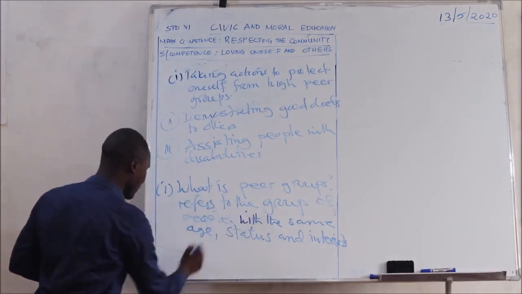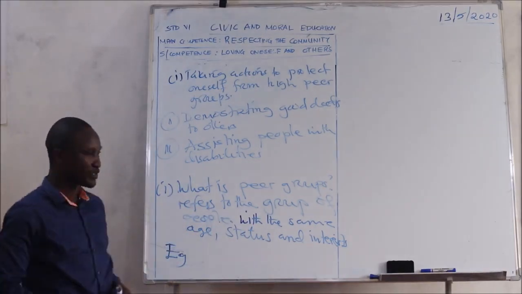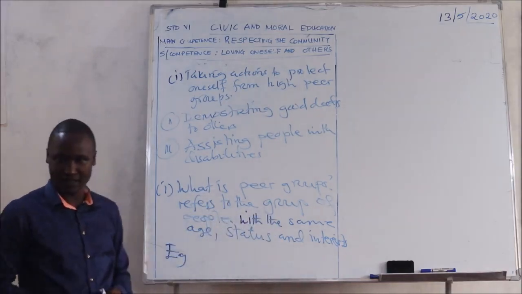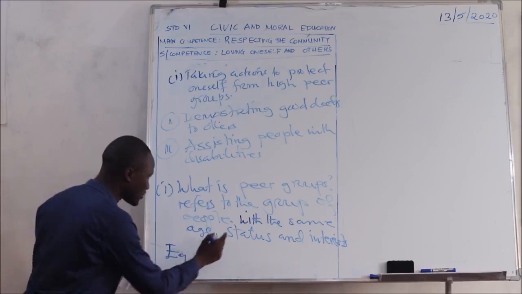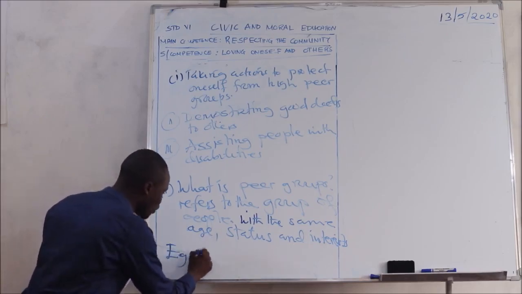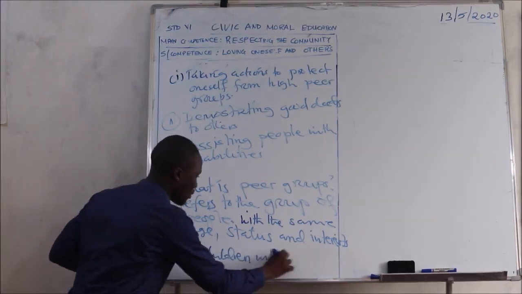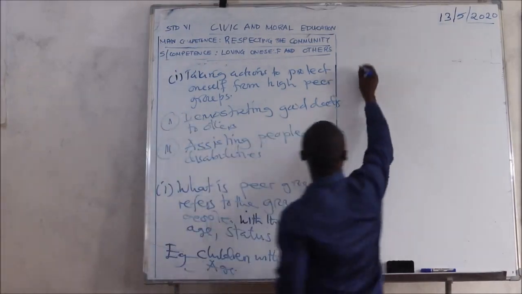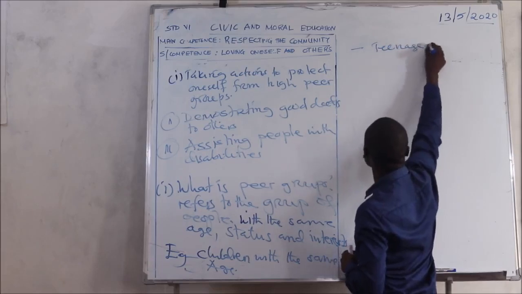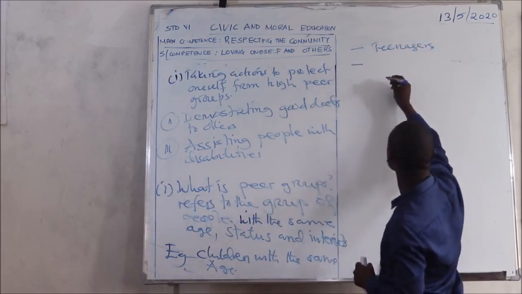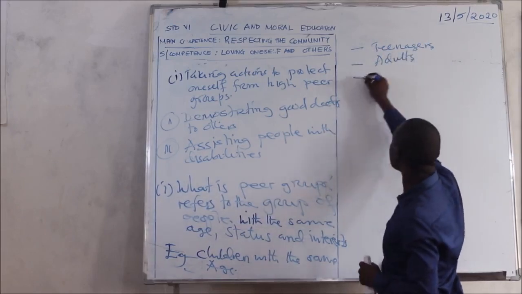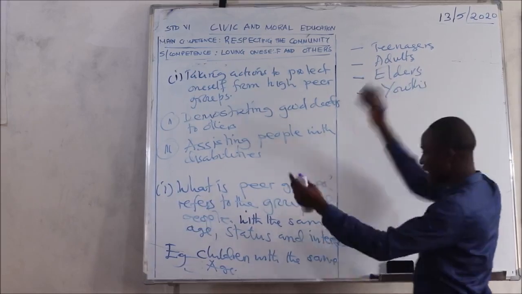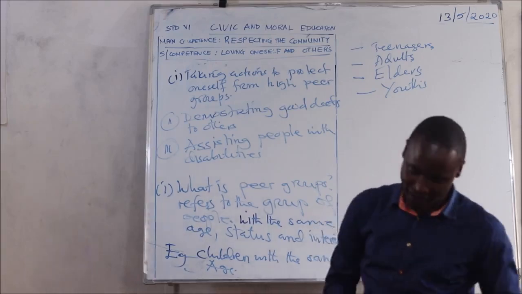Now, we have examples of peer groups. You can ask, what are the examples of peer groups? As we said, they refer to a group of people with the same age, status, and interest. For example, we have children with the same age. Another example of peer groups, we have teenagers in our society. Another, we have adults, and then we have elders as well as youth. So these are examples of peer groups in our society.